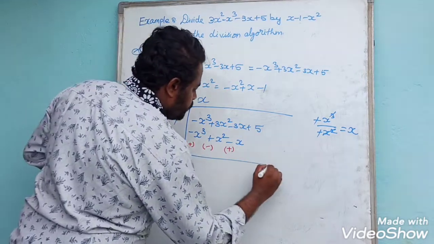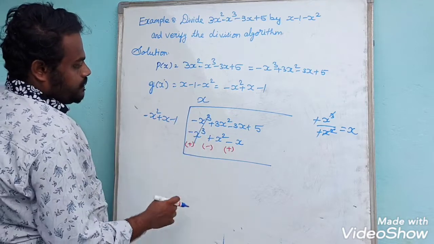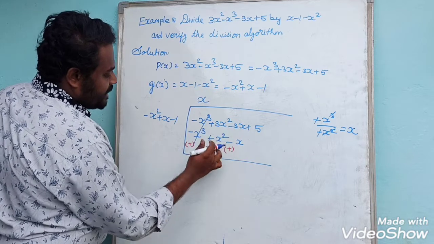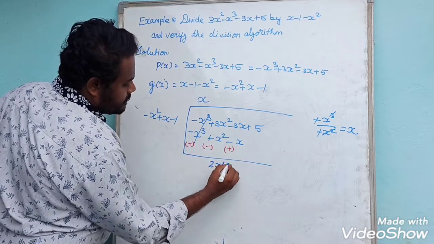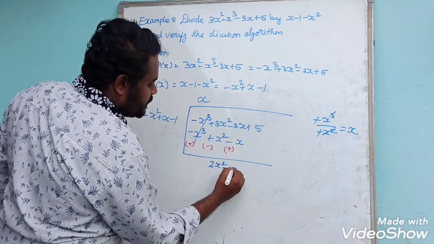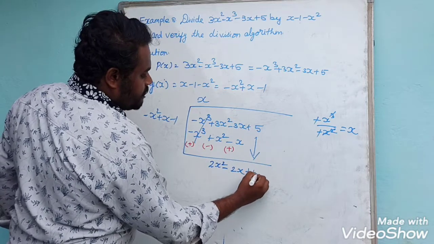So now minus x cube plus x cube will get cancelled. 3x square, that means plus 3 and then minus 1. So 3 minus 1, 2x square. And then minus 3 plus 1, we get minus 2x. So remaining one number is there, plus 5.